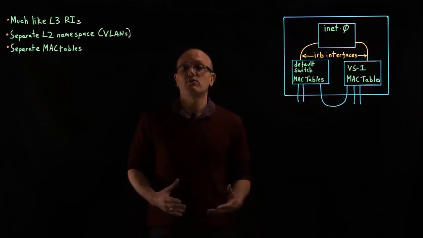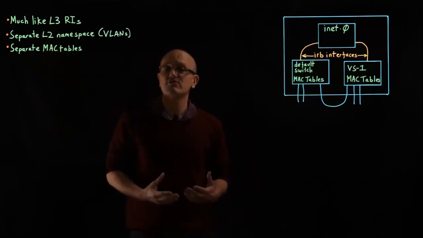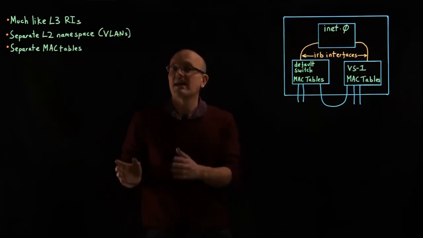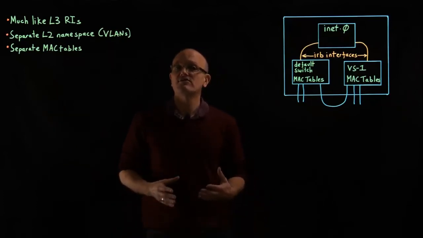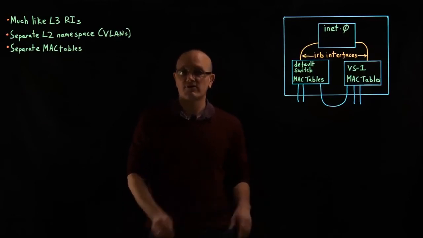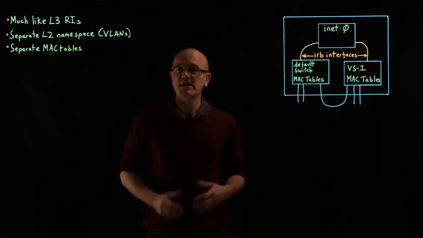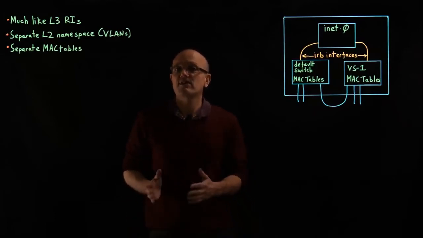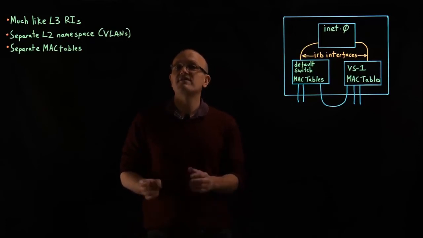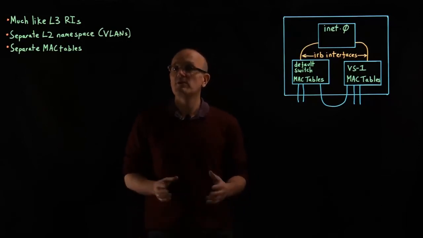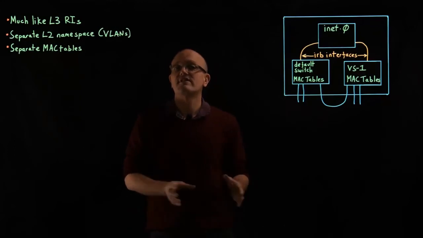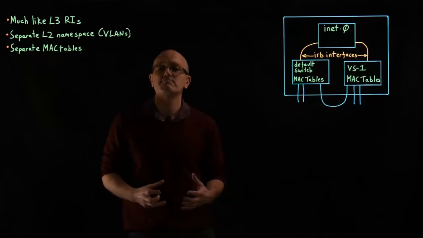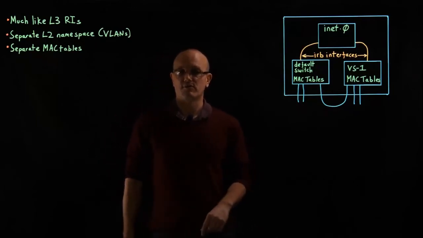With virtual switches, you're getting a separate layer 2 namespace. So you have the set of VLANs that you want to use allocated per virtual switch, and you can use the same VLANs again and again per virtual switch, much like you can use the same IP addressing in separate virtual routers. And much like virtual routers as well, you have separate forwarding tables. With virtual routers, you've got separate routing tables per virtual router. With virtual switches, you have separate MAC tables per virtual switch.